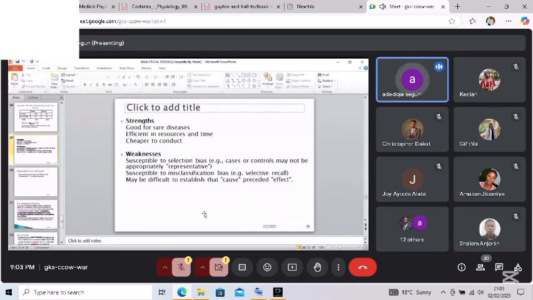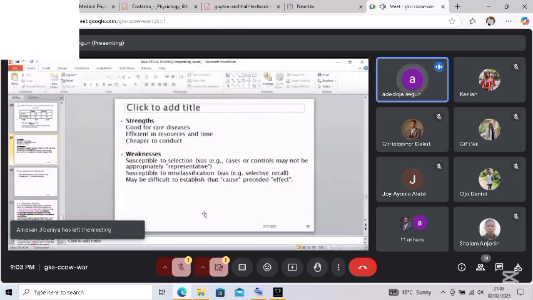Case control is good for rare disease. Efficient in resources and time. It doesn't take more time. You get your participants, and they have developed the disease already. It's not like you are waiting for them to develop the disease. It's cheaper to conduct. It is very cheap to conduct.